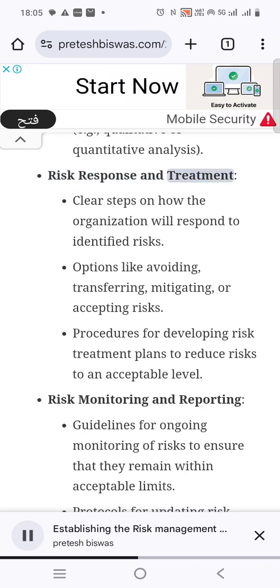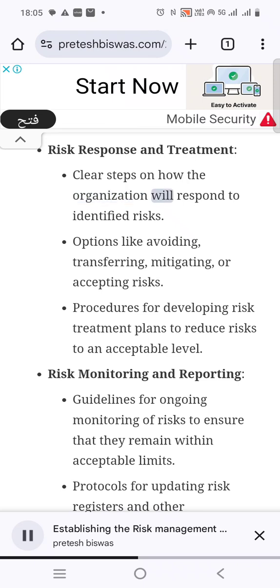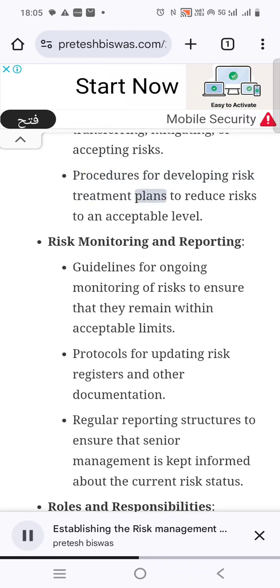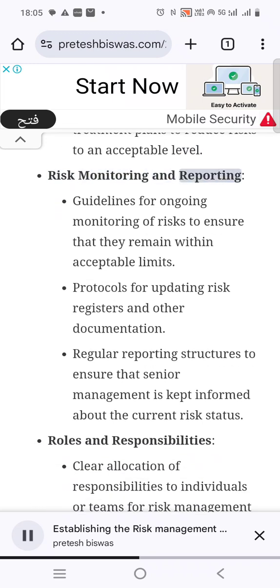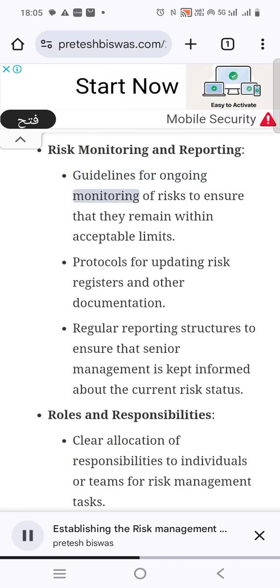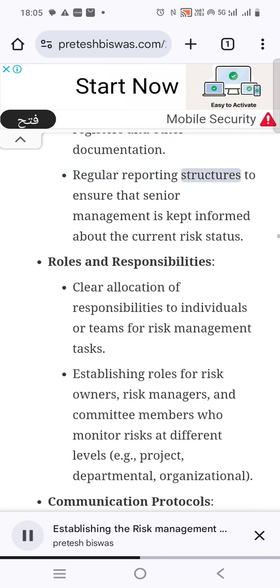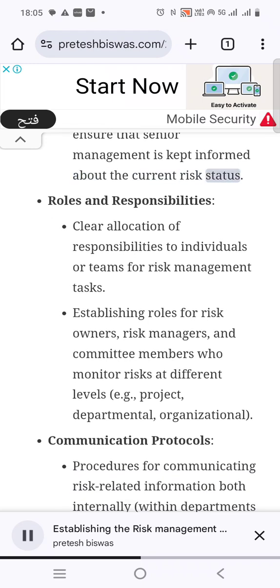Risk response and treatment. Clear steps on how the organization will respond to identified risks. Options like avoiding, transferring, mitigating, or accepting risks. Procedures for developing risk treatment plans to reduce risks to an acceptable level. Risk monitoring and reporting. Guidelines for ongoing monitoring of risks to ensure that they remain within acceptable limits. Protocols for updating risk registers and other documentation. Regular reporting structures to ensure that senior management is kept informed about the current risk status.